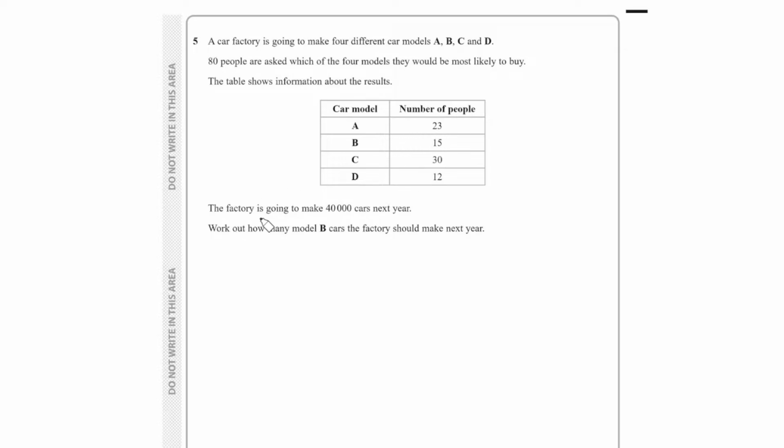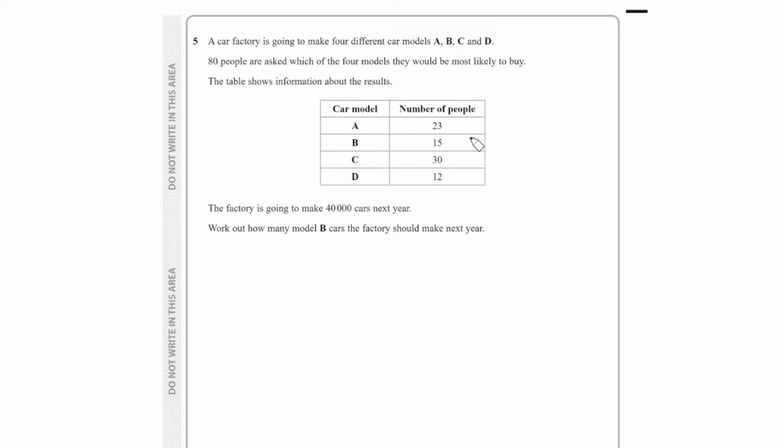They've then said that the factory is actually going to make 40,000 cars next year. Work out how many Model B cars the factory should make. So it's kind of like the population sample one. They've taken a small population sample, 80 people, and then they're going to apply the proportions to a bigger amount, so the actual whole population.